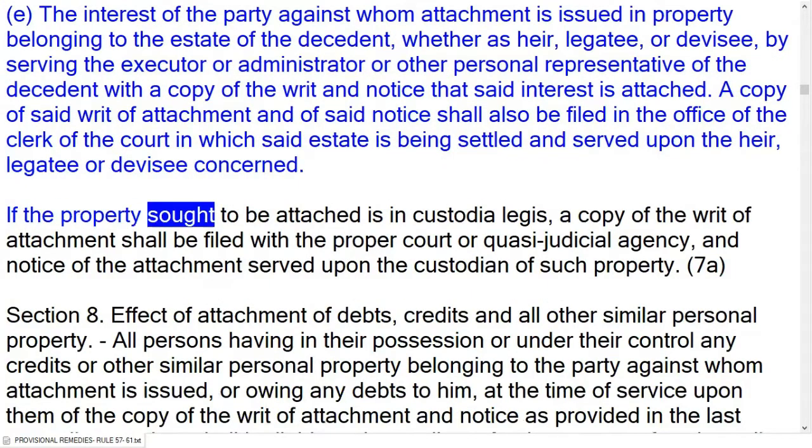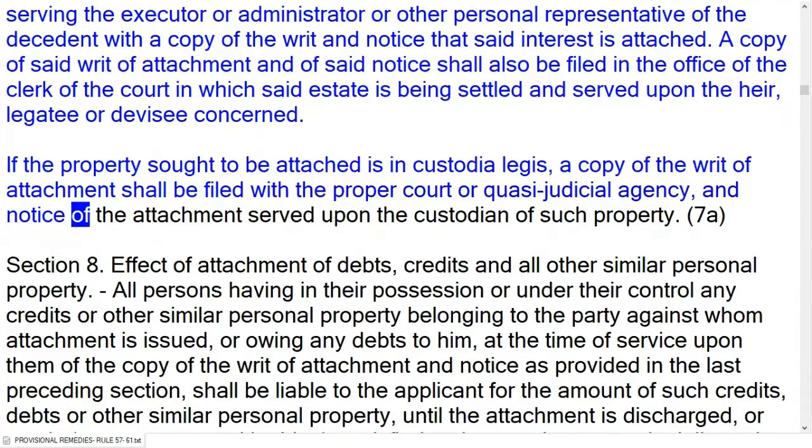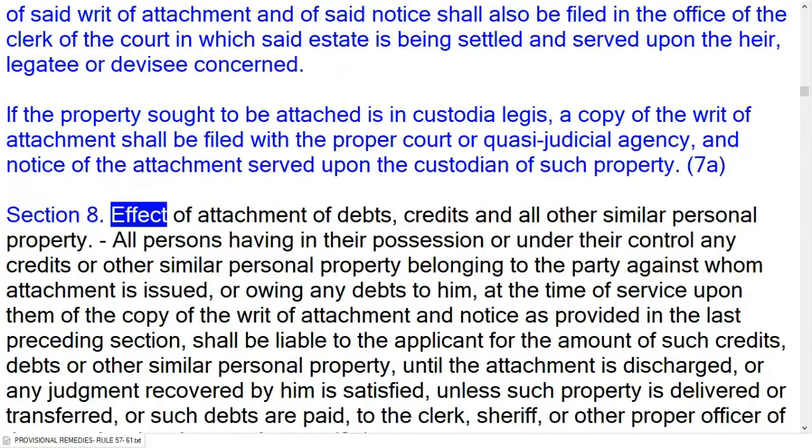If the property sought to be attached is in custodia legis, a copy of the writ of attachment shall be filed with the proper court or quasi-judicial agency, and notice of the attachment served upon the custodian of such property. 7A, Section 8. Effect of attachment of debts, credits and all other similar personal property.